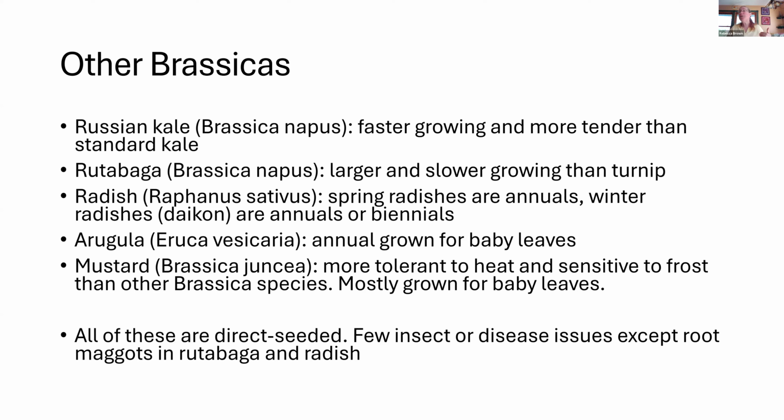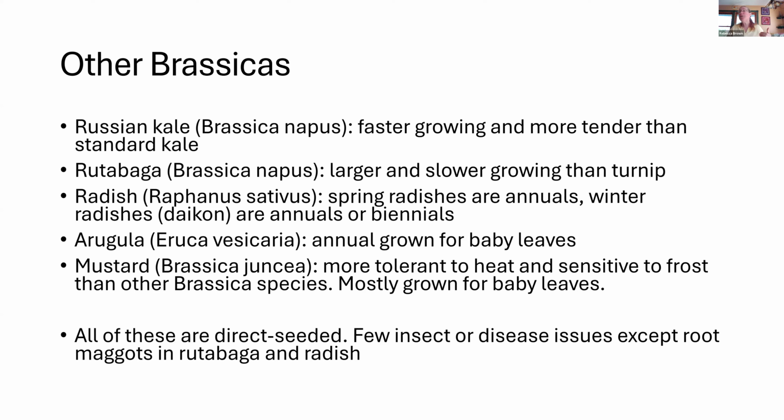Arugula is Eruca vesicaria or Eruca sativus, depending on the type. It's an annual that's grown for its baby leaves. And then mustard greens are Brassica juncea. It's the same species as we use for mustard seed. It's much more tolerant to heat and sensitive to frost than the other Brassica species. And we mostly grow mustard greens for baby leaves, although they are grown for bunching in the southeastern United States.